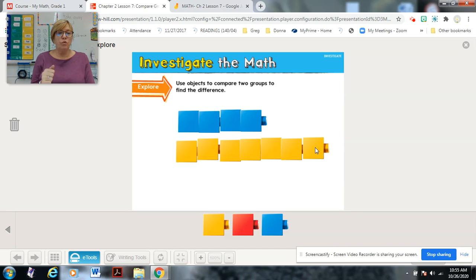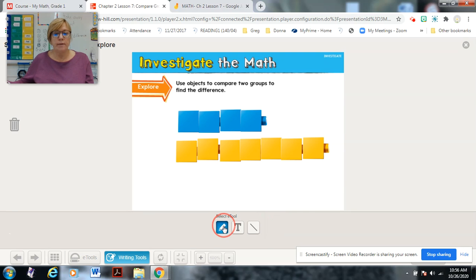I want you to take the group that has more and raise it up. Okay. Now, I'd like you to take in your other hand the group that has fewer and hold it in front of you. Good job. Okay. How many more does my yellow have than blue? How many more? Well, here's another way that we can check, and maybe you did this in kindergarten.